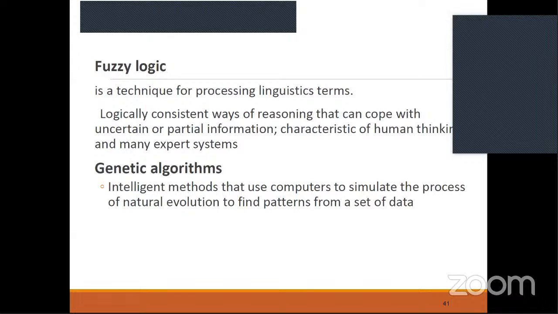So this fuzzy logic actually solves very complex problems, especially in weather forecasting and in text processing. It's a technique for processing linguistic terms, as I told you, short and long, tangible, intangible. All these things are very complex when it comes to deciding. These are logically consistent ways of reasoning that can cope with uncertain or partial information. It's characteristic of human thinking and many expert systems. Most of the machines use this fuzzy logic, so that means they have the capability of deciding even between fine lines.